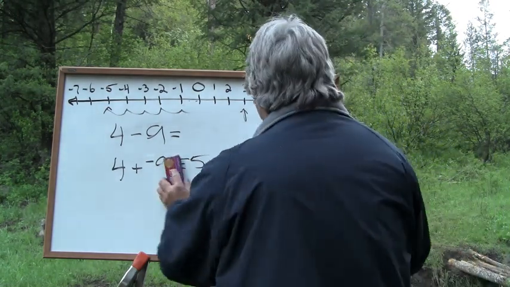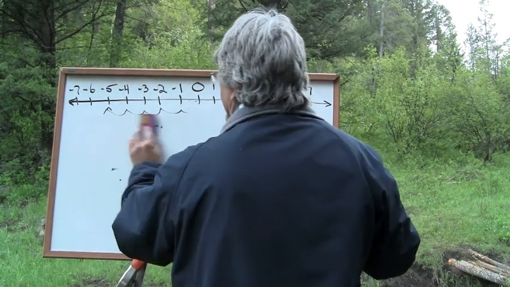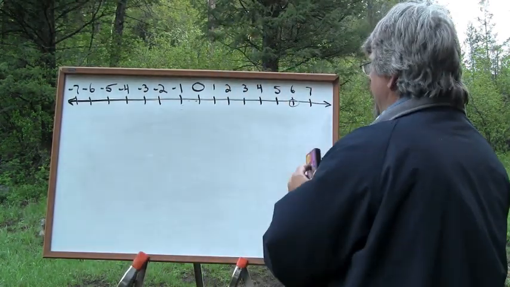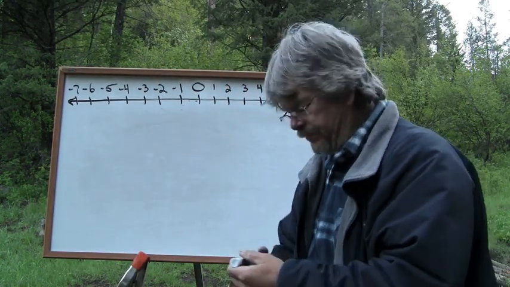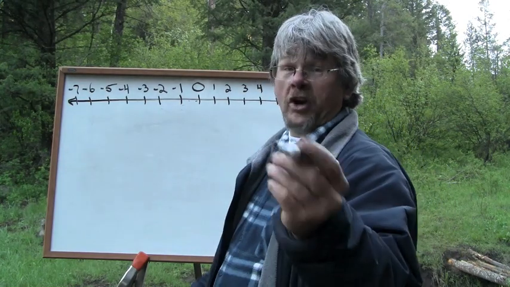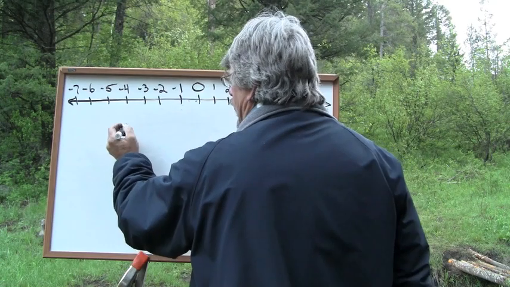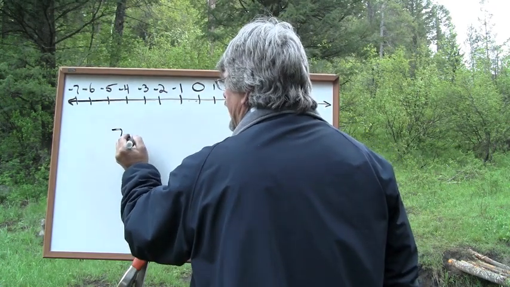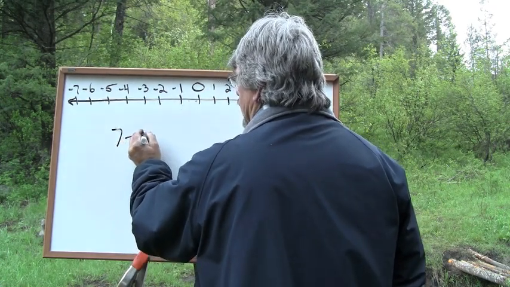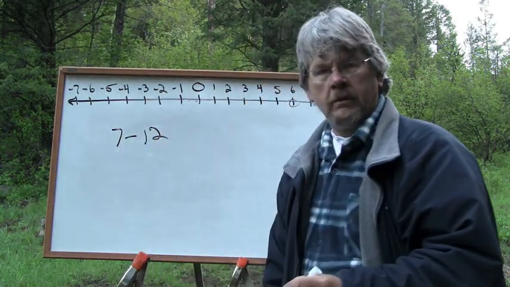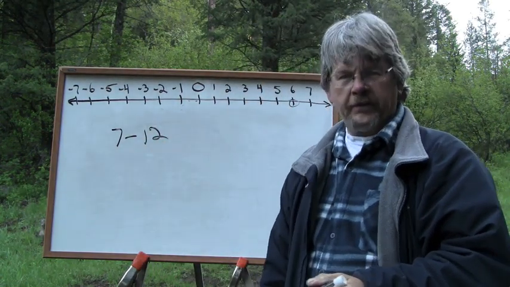Anyway, one more. I think I've got time for one more. I'm trying hard not to draw on this number line because it erases so easy. Let's say we want to show the statement of, let's see, I could only draw 7. Let's say 7 minus 12. And you go, 7 minus 12, that's right.